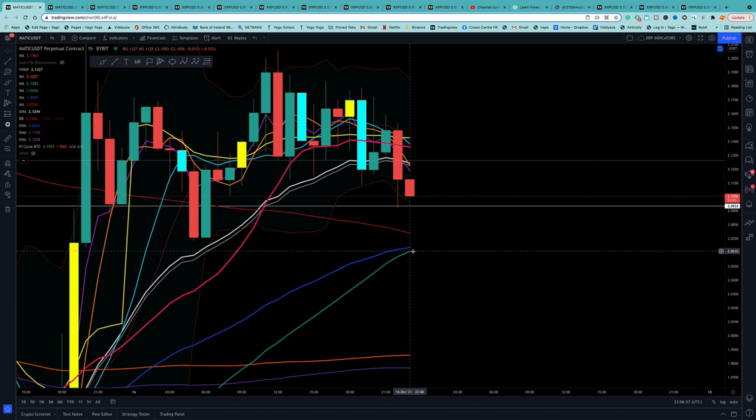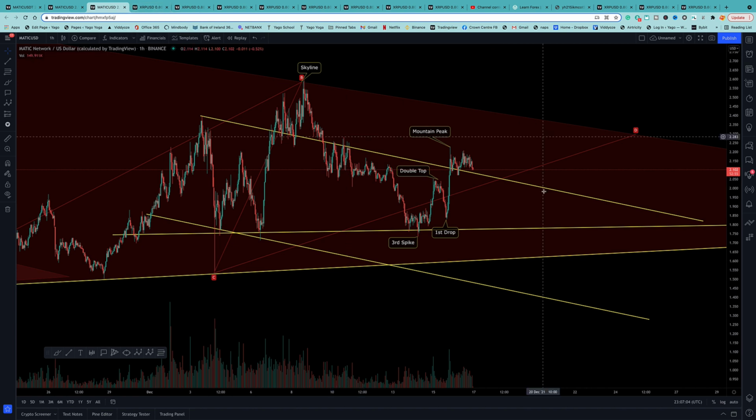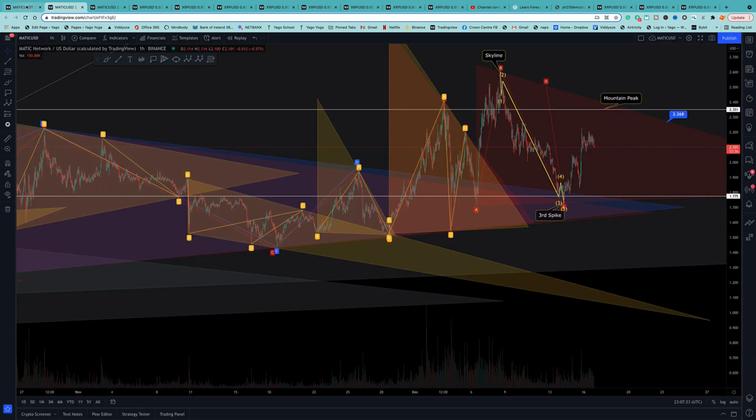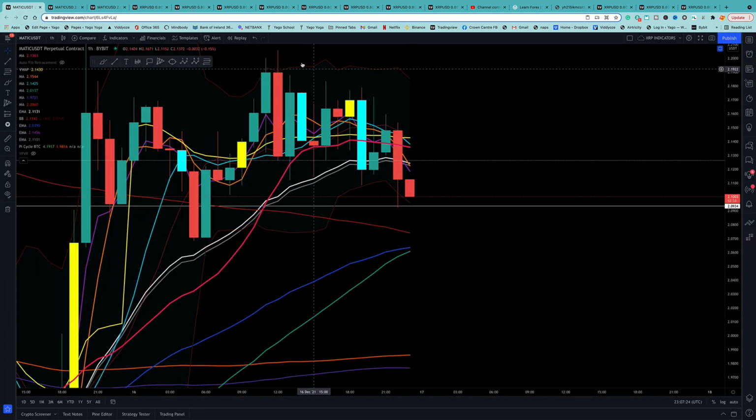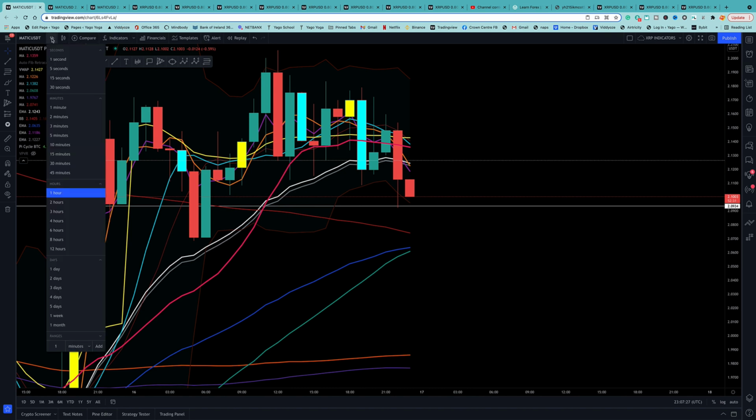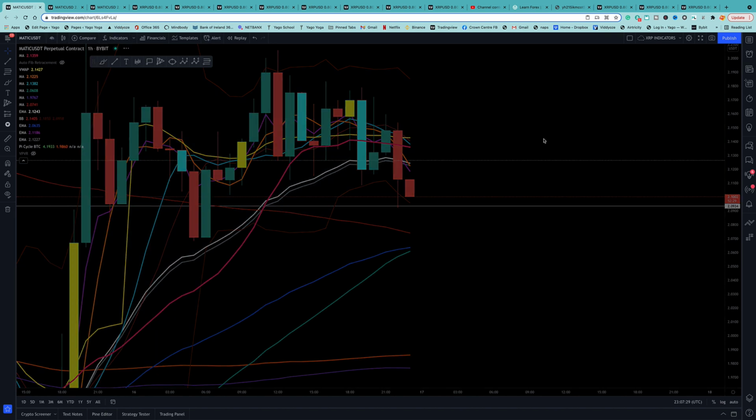So if it came down to the 50 MA here, that would be $2.06. If we go back and have a look at this, where's $2.06? There it is, $2.06 here. Okay. So again, that's not very far. That looks very achievable. So now let's go to the 4 hour.